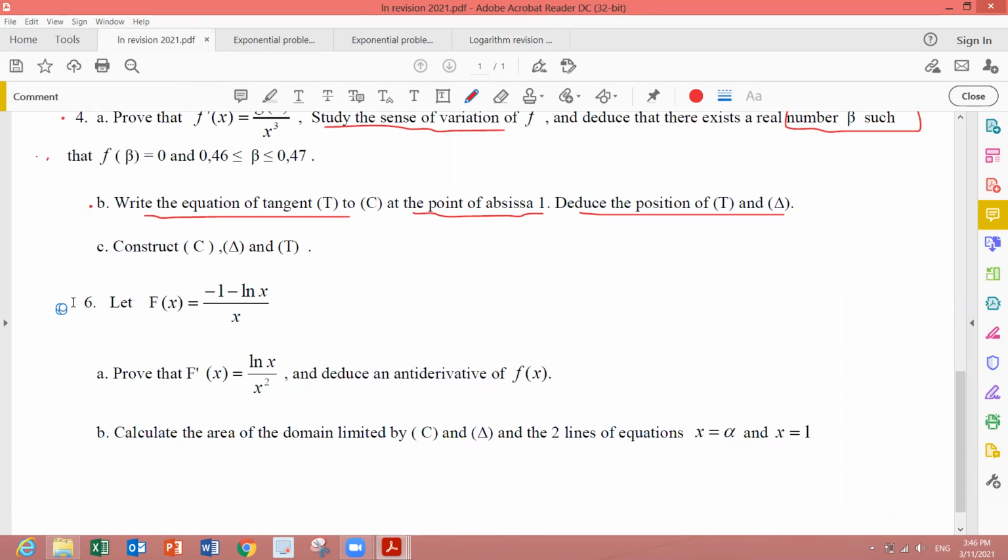Six. We have f(x) equal to (-1 minus ln x) over x. Prove that f prime of x equals ln x over x squared. Simply, this is u over v, so the derivative is (u prime v minus v prime u) over v squared.